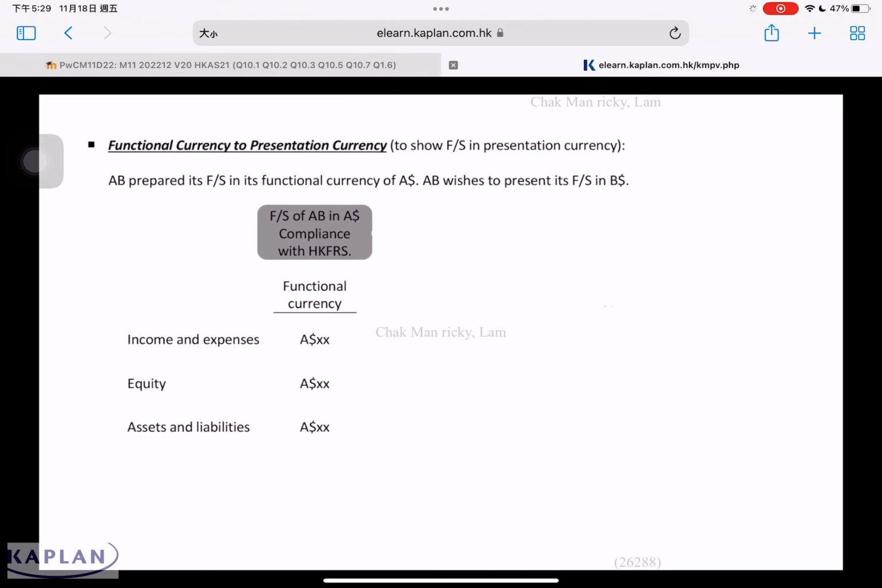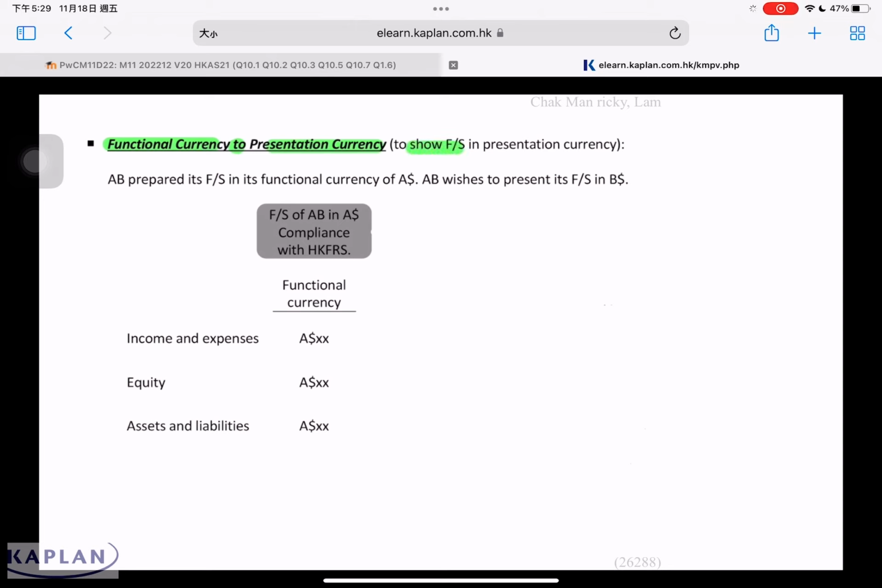What is common is this one. This is a translation from functional currency to presentation currency. This is not to prepare the financial statements. This is to show the financial statements in another currency. This other currency, for presentation purposes, we call the presentation currency. A company can have only one functional currency, but you can present your financial statements in any currency you want.